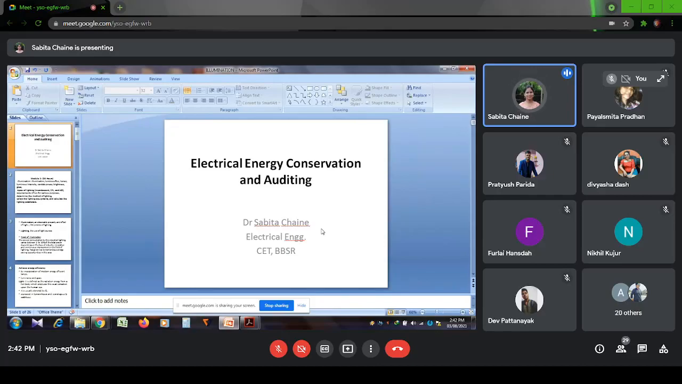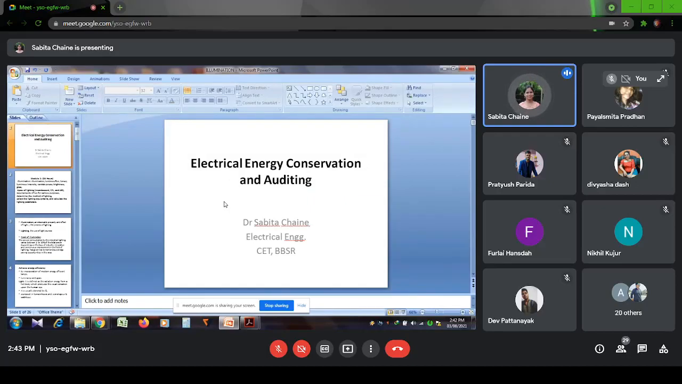So sir is discussing about the auditing. So I will discuss about the energy saving opportunity in different home applications. First, the most common home application is lighting. All of you understand? So you are first using the electrical energy for the lighting purpose.